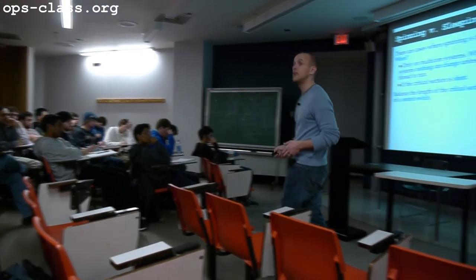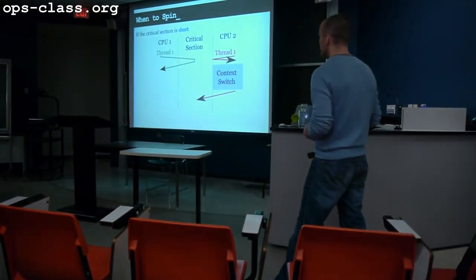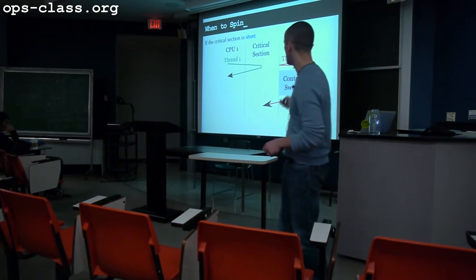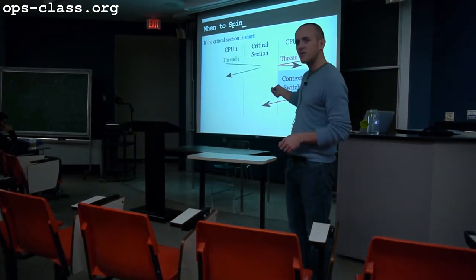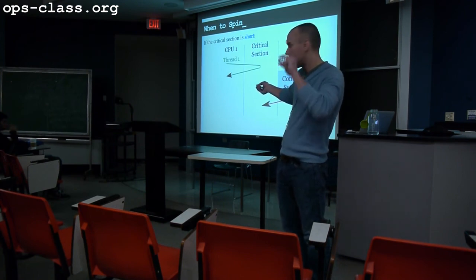Assuming that there's a lot of contention for the critical section, here's an example of how this might work. If my critical section is really short, here's a case on a two CPU system where thread one was inside the critical section, but the critical section is very short. So thread one only spends a tiny, tiny little bit of time.